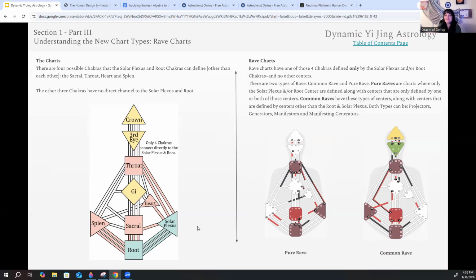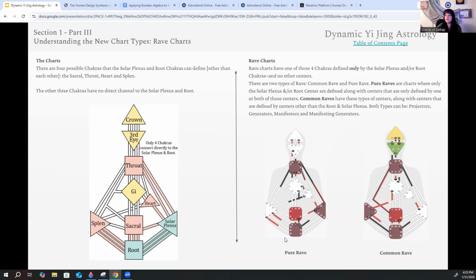So rave connections are when the solar plexus or root defines one of these four centers, and that center is not defined by any other centers. Right here, the sacral chakra is defined by the root, but nothing else is defining the sacral center except the root chakra. If the solar plexus was also defining it, it would still be a rave connection, because it can be defined by either or both of these two. And then the throat here is also defined only by the solar plexus.